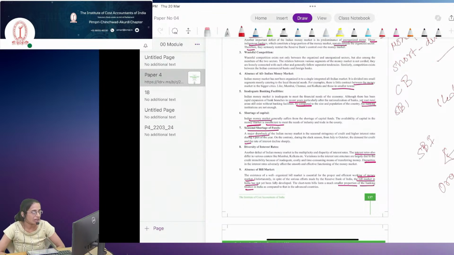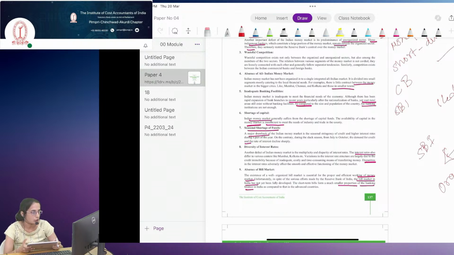So the amount of capital which the money market receives is less compared to the capital markets. In that scenario, when there is shortage of capital, the money market will not grow, right? People will not buy more money market instruments, and that's why the money market is not growing that much. Indian money market suffers from the shortage of capital funds. The availability of capital in the money market is insufficient to meet the needs of industry and trade in the country.